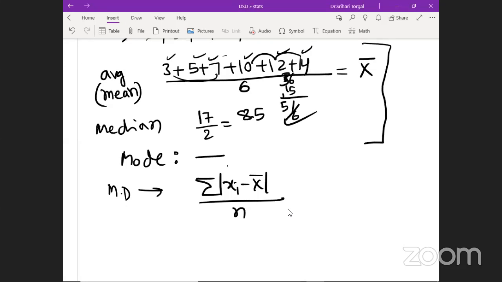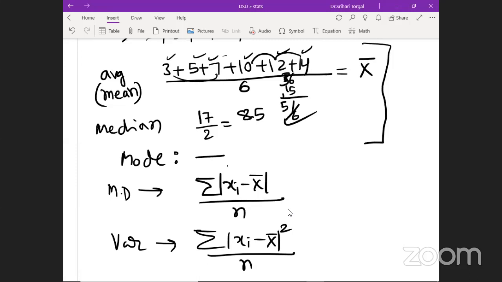Now, after mean deviation, you need to calculate variance. How to calculate variance? Take xi minus x bar and just square that. After taking the difference, if you square those data, that will give you the variance. Then, to get the standard deviation, just take the square root of the variance. The square root of the variance is called standard deviation, right?